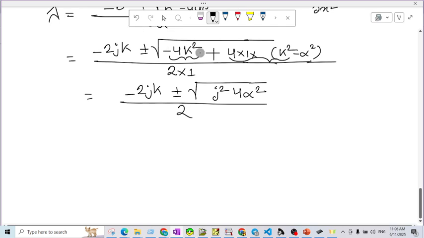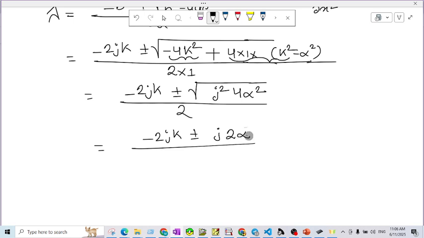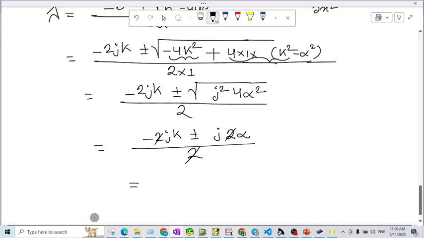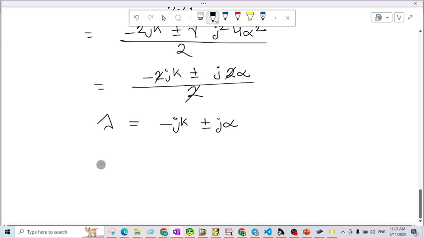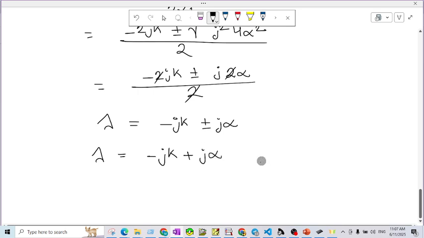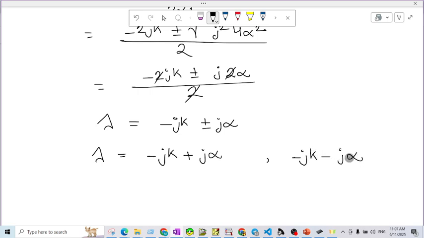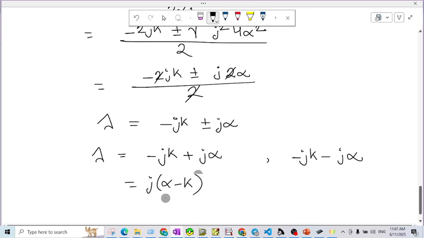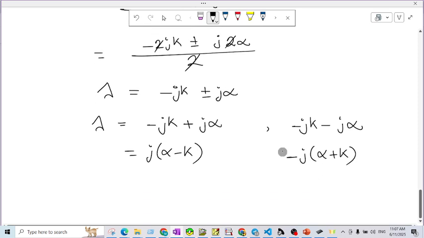Okay, so let me take root here, then I will get minus 2jk plus minus j 2 alpha divided by 2. Now 2 cancels out, and finally I will get two things. So minus jk plus minus j alpha. So I have two lambdas here. One is minus jk plus j alpha, and another is minus jk minus j alpha. That means j alpha minus k, and another is minus j alpha plus k. Okay, so I have here 2 lambda. Let's say this is lambda 1 and this is lambda 2.